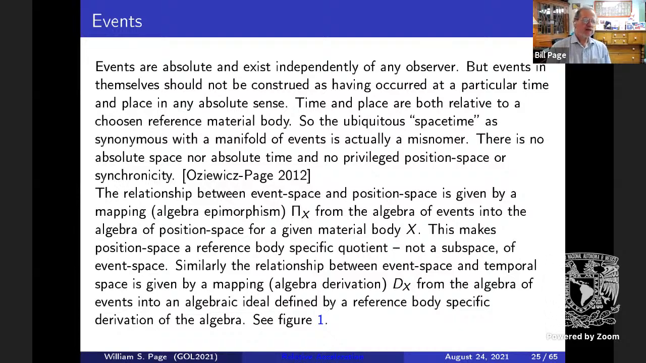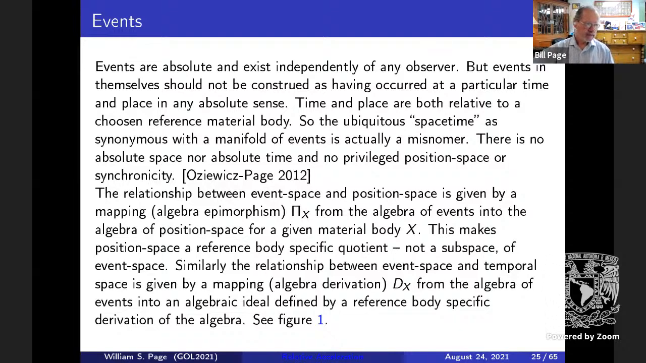So, Zwinger's theory recognizes as absolute the concept of an event, and that event is something that does form a manifold, but we should not think of it as being necessarily in space or in time. So he objected to the name space-time as being incorrect. And in particular, in this theory, the notion of space is replaced with what he referred to as position space, which is actually a mapping from the algebra of space-time into the algebra of space.